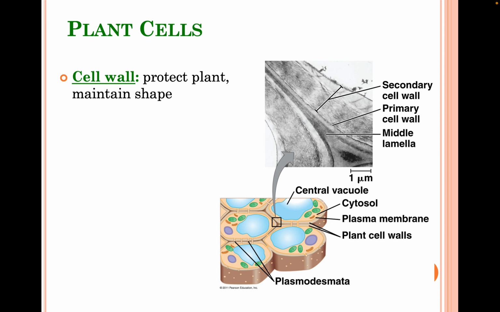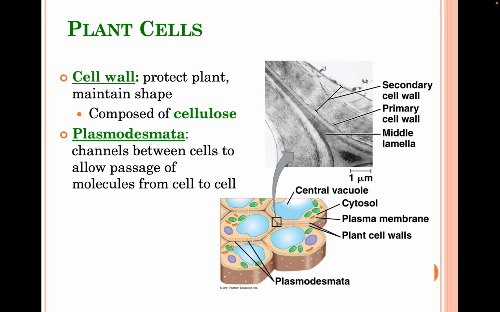So, the cell wall is a structure that we see in plant cells, and it helps protect the plant and helps the plant maintain its shape. It's made of cellulose, which, if you remember, is a carbohydrate. And it also has plasmodesmata, or channels between cells to allow the passage of material from cell to cell.